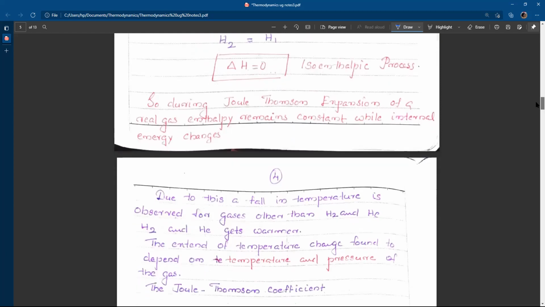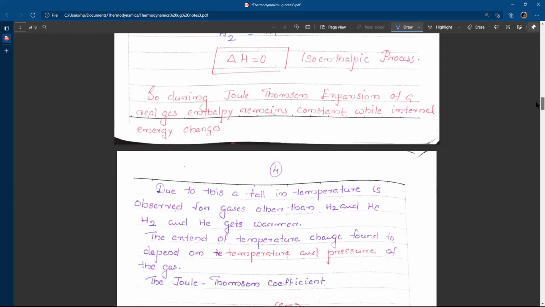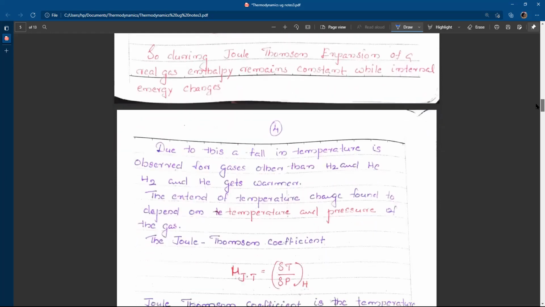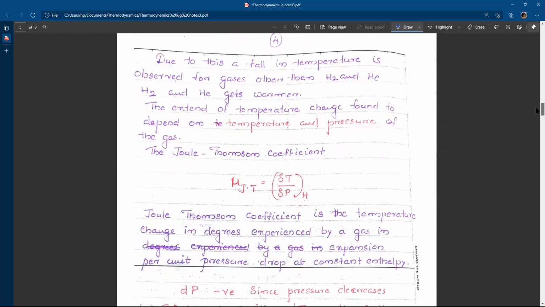Due to this, a fall in temperature is observed for gases other than hydrogen and helium. Hydrogen and helium get warmed. The extent of temperature change is found to depend upon the temperature and pressure of the gas. The Joule Thomson coefficient mu JT is equal to dou T by dou P at constant enthalpy.